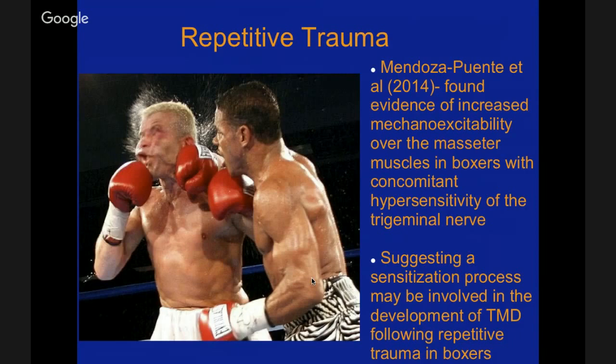So repetitive trauma is also an obvious potential cause of temporomandibular dysfunction. This study looked at TMD in boxers, and it found evidence of increased mechanoexcitability over the masseter muscles, with concomitant hypersensitivity of the trigeminal nerve in boxers with TMD, and this suggested a sensitization process may be involved in the development of TMD following repetitive trauma.